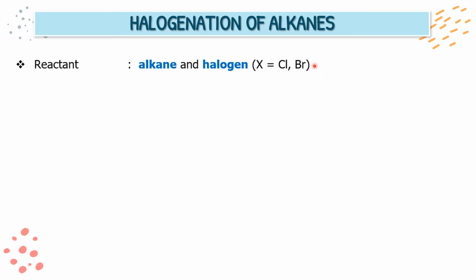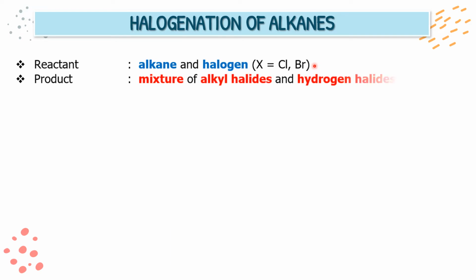So, chlorine water and bromine water. The product we will get is a mixture of alkyl halide and also hydrogen halides. So remember, alkyl halide here is another name for haloalkane. Haloalkane here, the general formula is RX, where R is your alkyl group and X is our halogen. Hydrogen halide is hydrogen with a halogen.